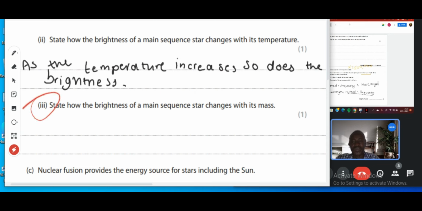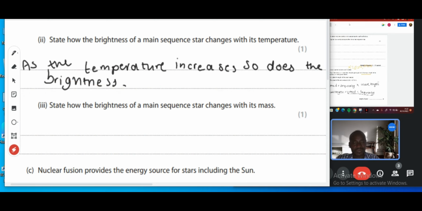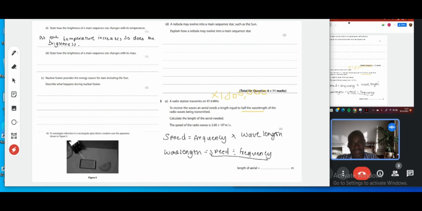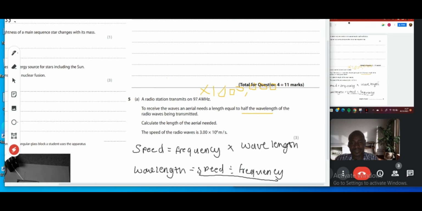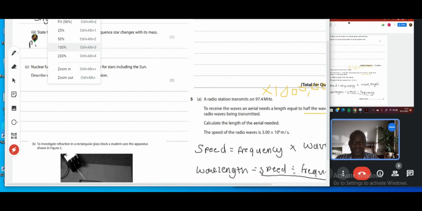Okay, so now, state how the brightness of a main sequence star changes with its mass. You didn't answer this one. I thought we also talked about it. Did we run out of time? Of course, without wasting our time, the bigger the mass, the brighter the star. That's the truth, because the graph shows that stars of higher masses are brighter. So can you just write it down? Do you have your pen tablet? Yeah.